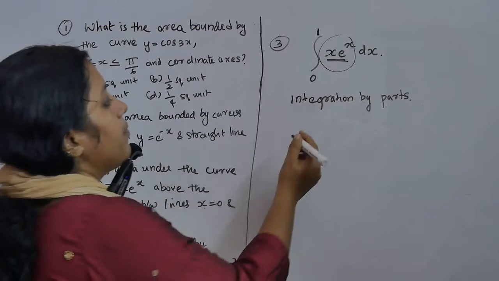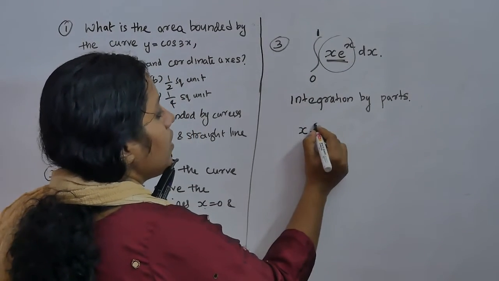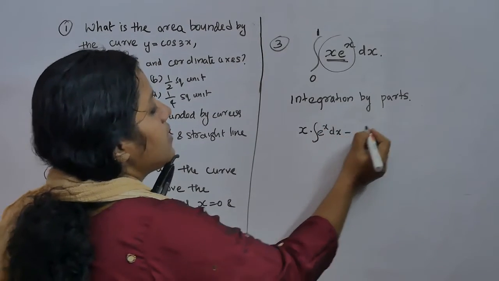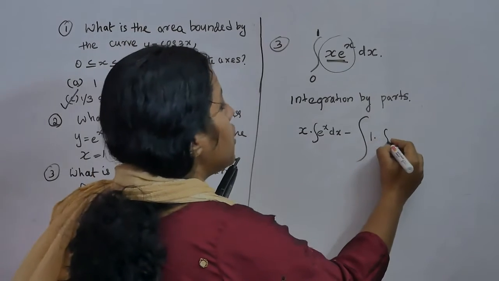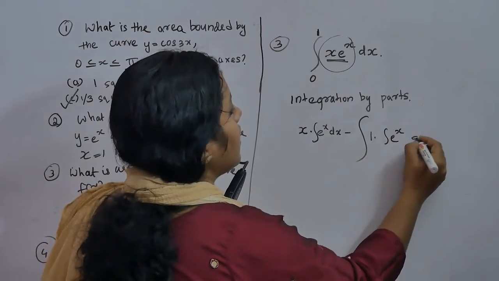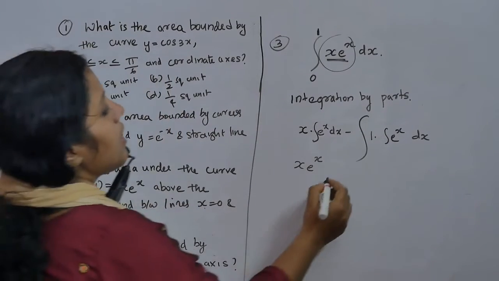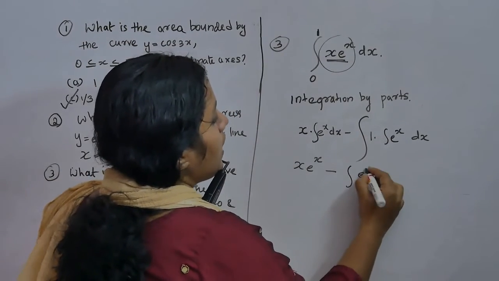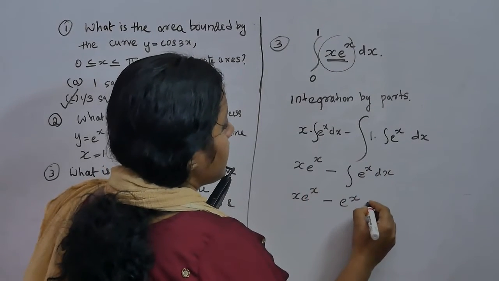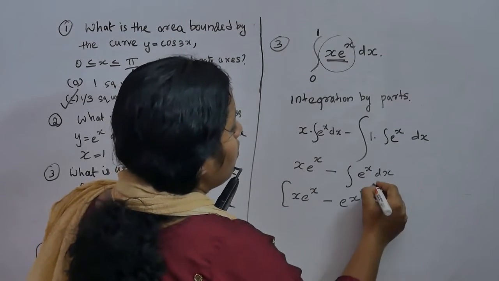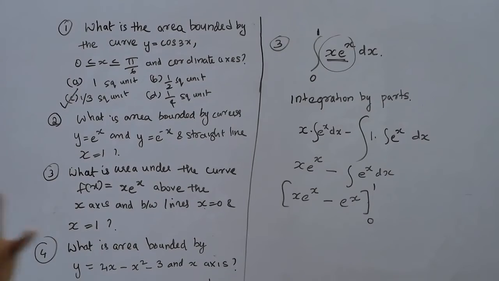So first function into integral of the second function minus integral of differential of the first function into integral of the second function dx. So what you'll get: x e raised to integral of e raised to x, which is e raised to x, minus integral of here also e raised to x dx. So x e raised to x minus e raised to x, now with 0 to 1. Clear? We are just substituting in the parts, integration by parts method.